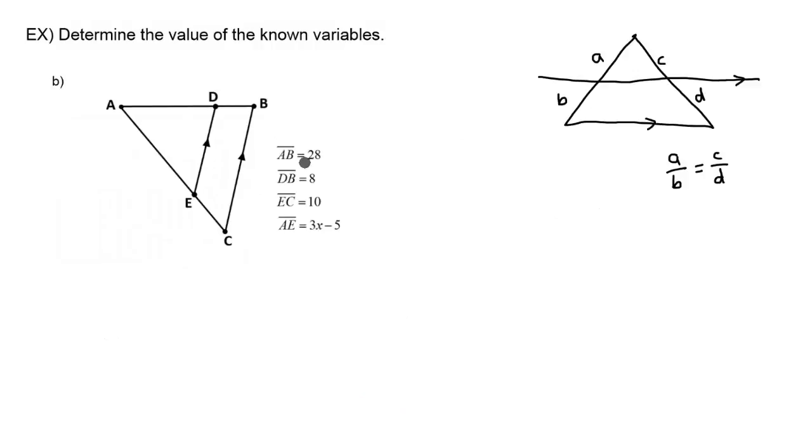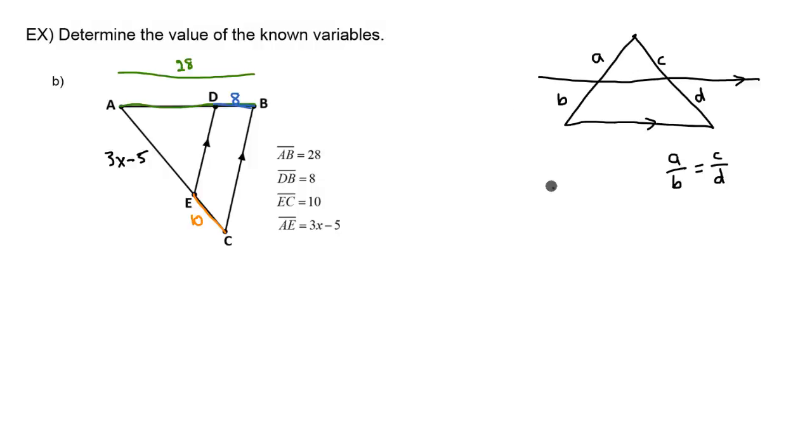In part B, it's a very similar problem, just some more practice, but the first thing I'm going to do is add in all my different information here. So it looks like AB from here to there is going to be 28, right? Actually, I'll write it right on the triangle. DB is going to be 8, and that's this little segment here. It's 8. EC is 10, so this part is 10. And we want to write 3x minus 5 next to AE. So right here's AE, that's going to be 3x minus 5.